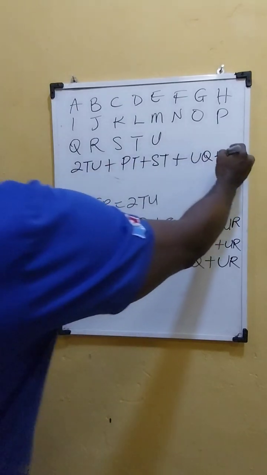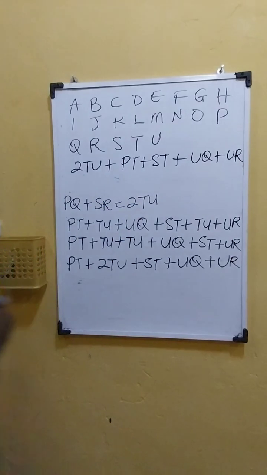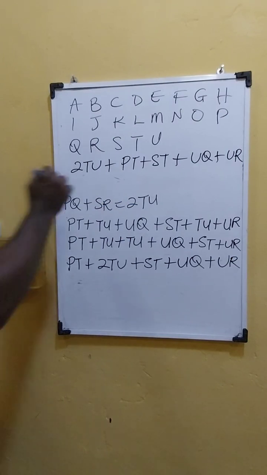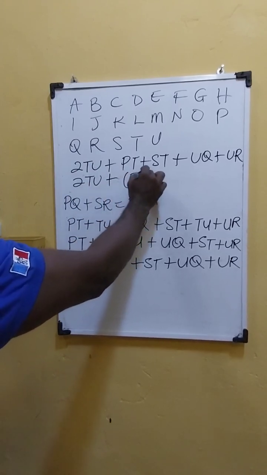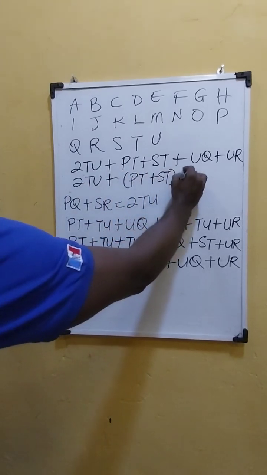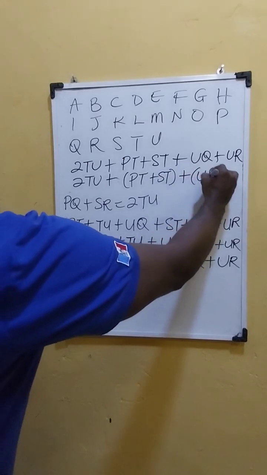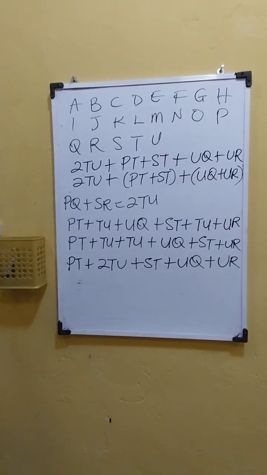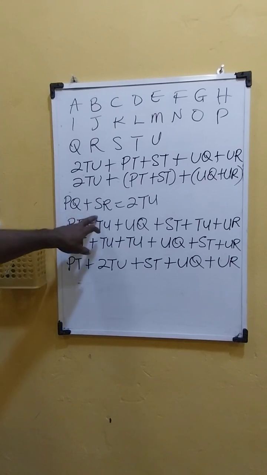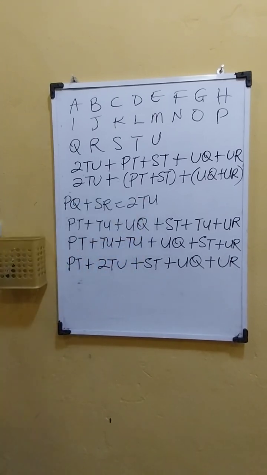Plus UR. Have you seen that rearrangement? So what we actually have is 2TU plus PT plus ST. We are grouping this plus UQ plus UR. But that doesn't stop there. What you are told to prove is that PQ plus SR is equal to 2TU. That's what you are told to prove.